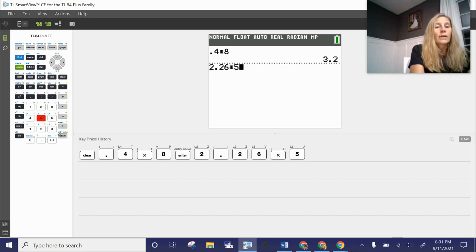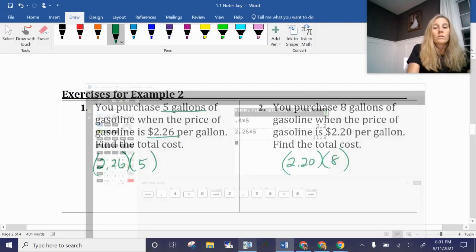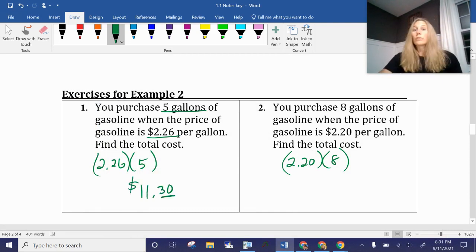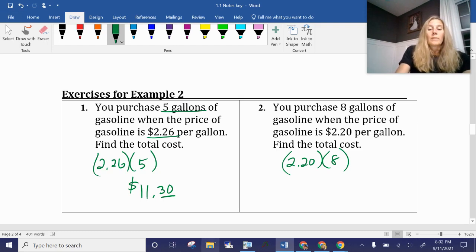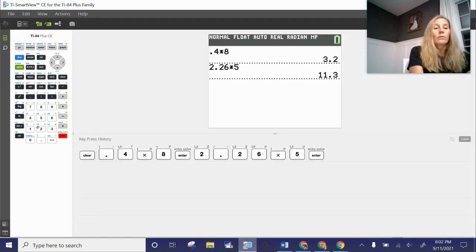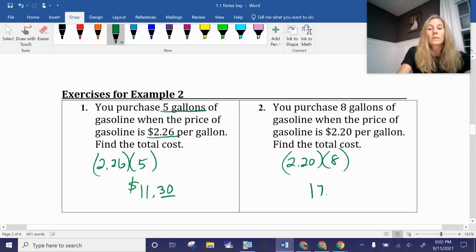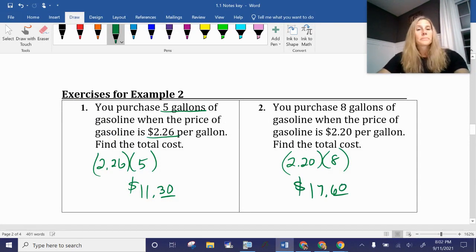$2.26 times 5, you're going to get $11.30. Make sure, because this is a money problem, that you put your dollar sign on there. It's the appropriate label. Instead of writing 11.3, you would want to make it dollars and cents. That's why I'm putting 0.30, because it has to represent an actual dollar and cent amount. 2.20 times 8. Again, if you need to, use your calculator. So $2.20 times 8 is $17.60. Again, making sure I put that 0 on there since we're talking about money, and I put my dollar sign.